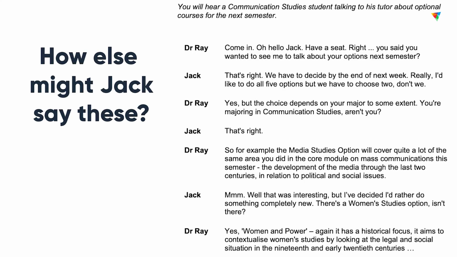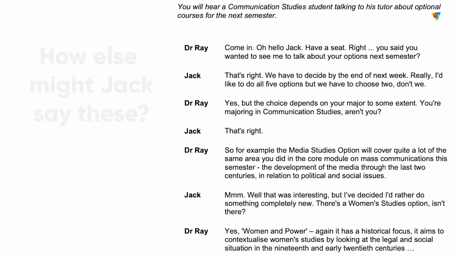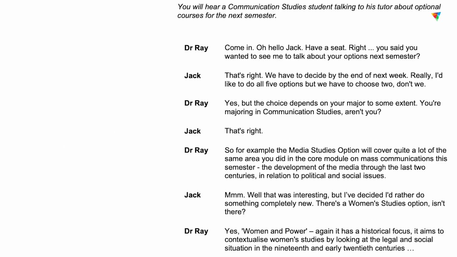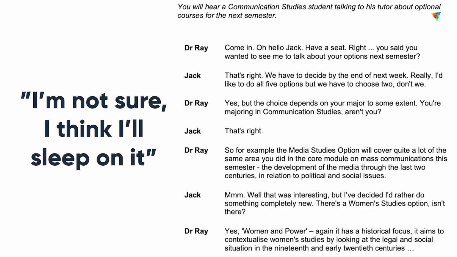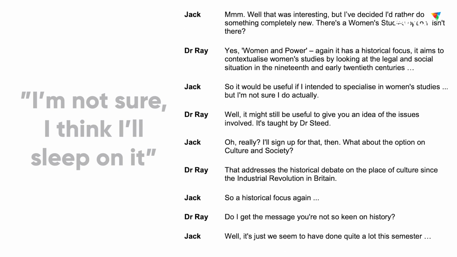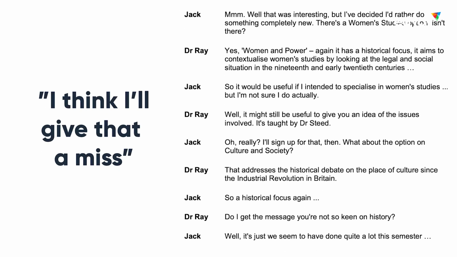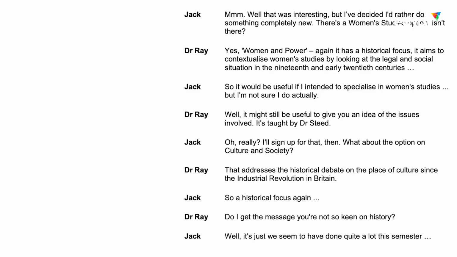So how else might Jack say these? Well, he might say something like, "I'll sign up for that," to show that he'll choose the course. If he's undecided, he might say, "I'm not sure, I think I'll sleep on it." And if he doesn't want to do a course, well, he could say, "I think I'll give that a miss." Remember, these are just examples and there is no guarantee that these will be exactly what is in the recording.